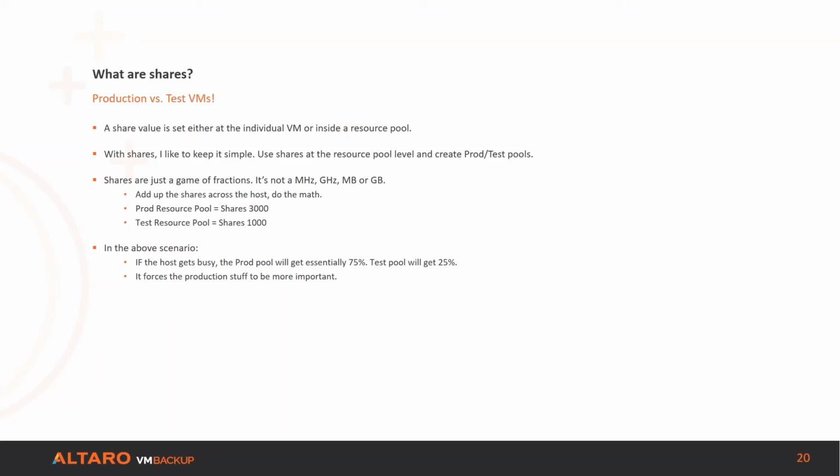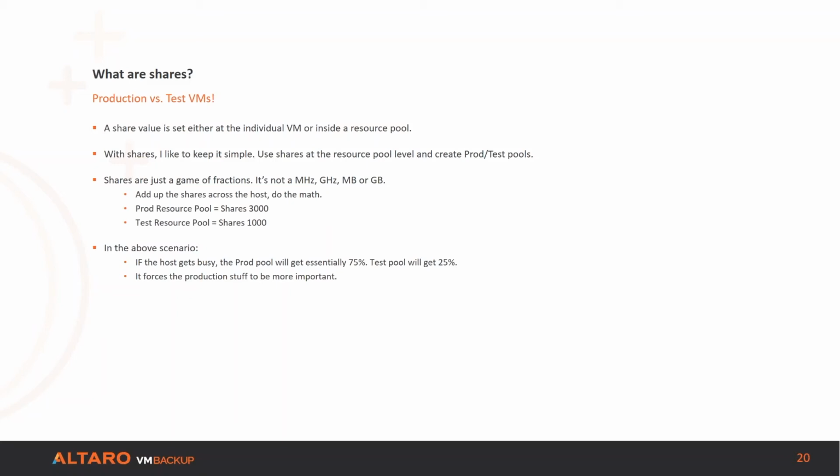So you can set memory reservations. You can set memory limits. Now we can set share values. It's not a megahertz, not a gigahertz, not a megabyte or a gigabyte. That's the first thing to remember with share values: it's just a number. If I set the prod resource pool to 3,000 and the test resource pool to 1,000, it adds all that up and says, okay, prod is going to get 75% of the resources, test is going to get 25% of the resources.